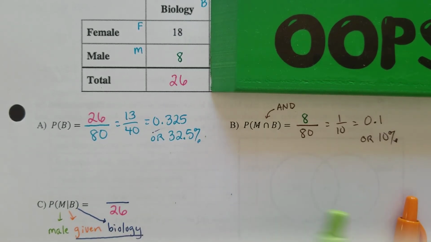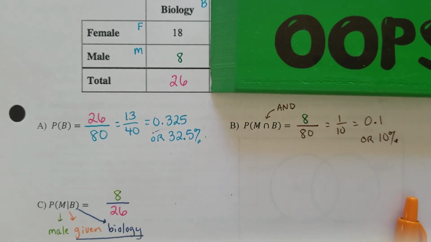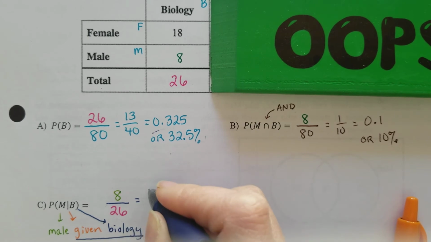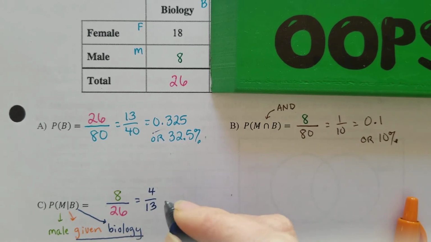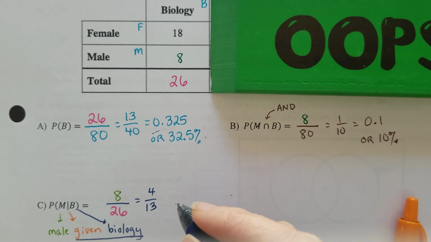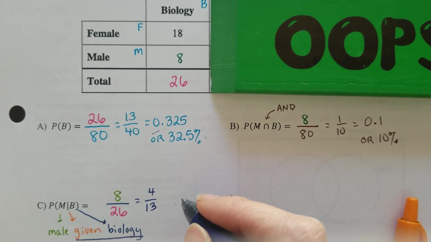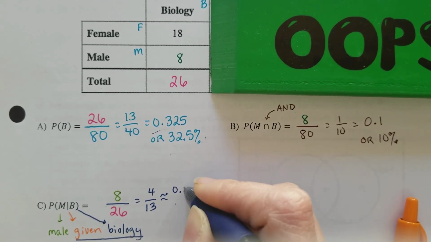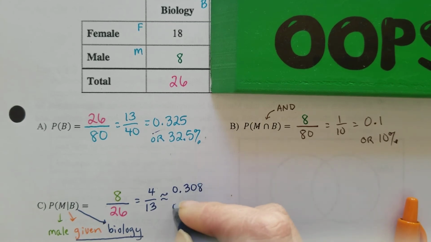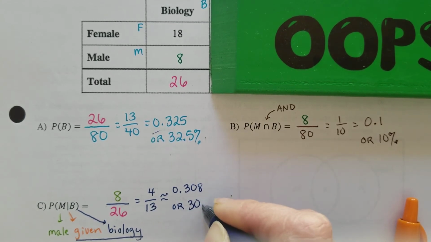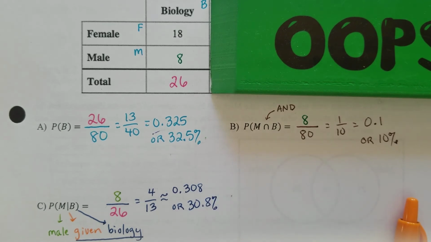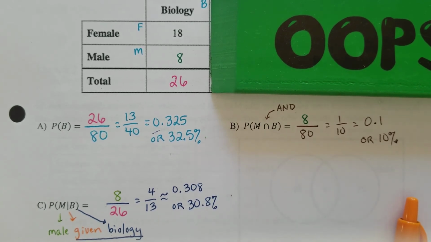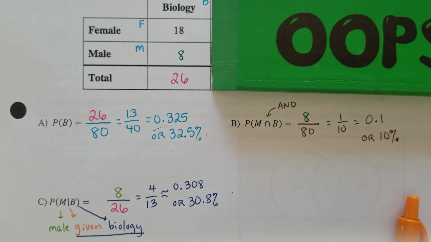And so my answer here would be 8 out of 26, and 8 out of 26 will give us a reduced fraction, dividing by 2, of 4/13. And when I put 4/13 into my calculator to give me a decimal equivalent, I'm going to get a kind of an ugly number, so we'll estimate it to the nearest thousandth, it's 0.308, or 30.8%. All right, think about that for a minute and try example D. I'll be back with you in just a second.